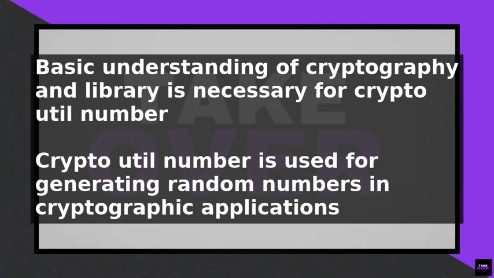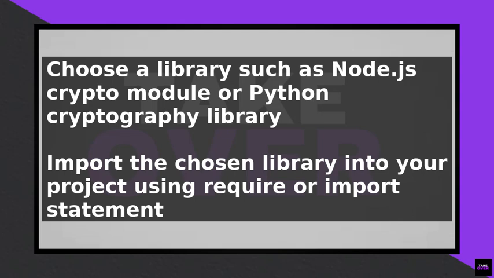For example, in Node.js, you can use the crypto module, while in Python, you can use the cryptography library. Once you have chosen your library, you need to import it into your project. For Node.js, you can import the crypto module by using the require function. For Python, you can import the cryptography library by using the import statement.